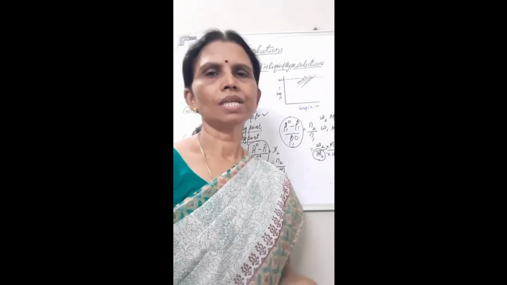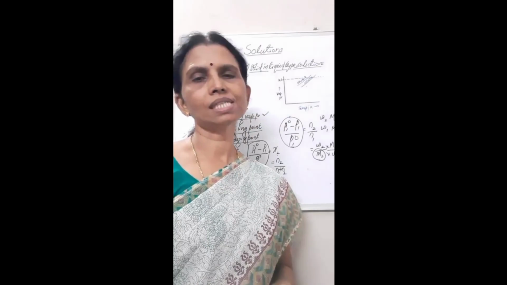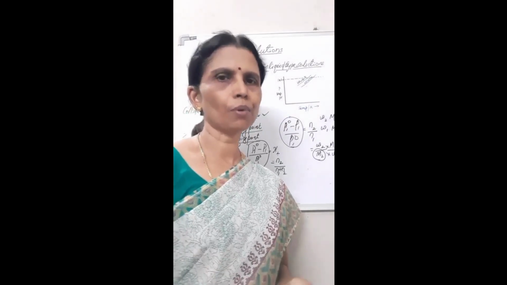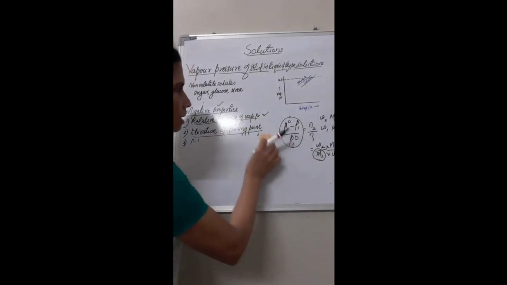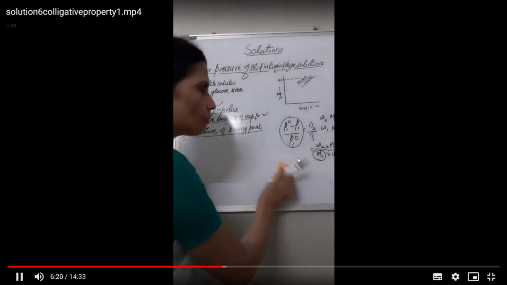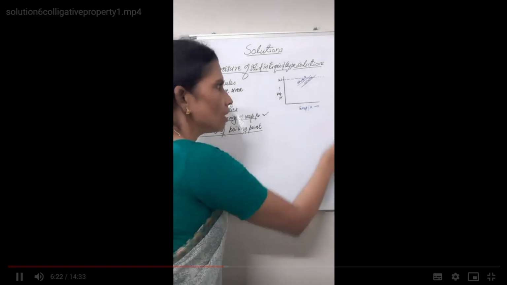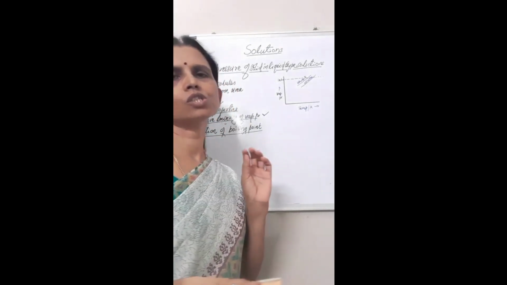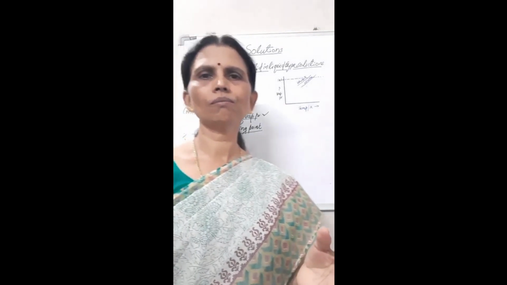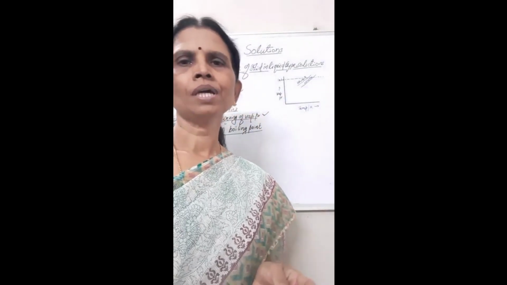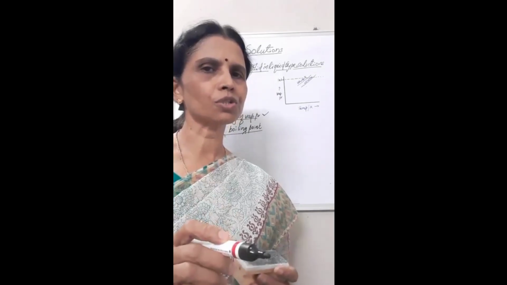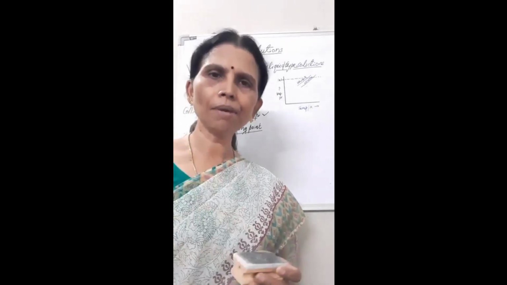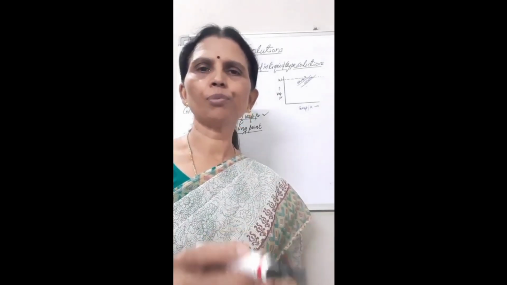The next colligative property is elevation of boiling point. Elevation of boiling point is also because of the lowering of vapor pressure. When a solute is dissolved, we know the vapor pressure decreases, and therefore the boiling point of the solution will not be the same as the boiling point of the pure solvent.